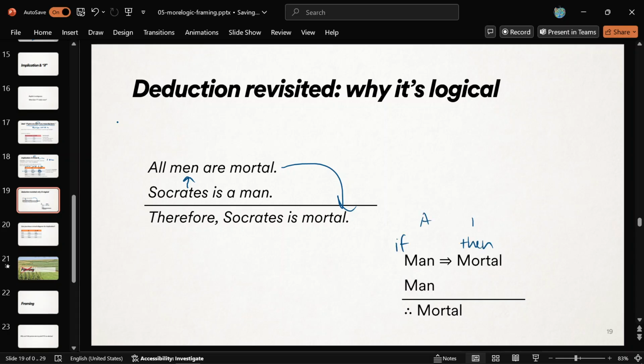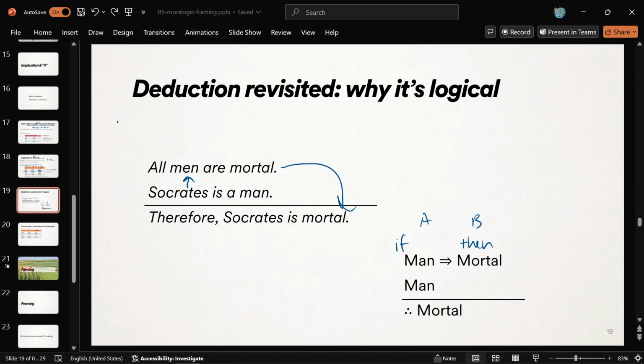So there's your A, there's your B. And we're claiming that man is true, and then we're trying to conclude that therefore mortal must be true. Does that kind of make sense to us? That's what we're doing. So I can show you that this is valid without having to think. We can use the truth table.